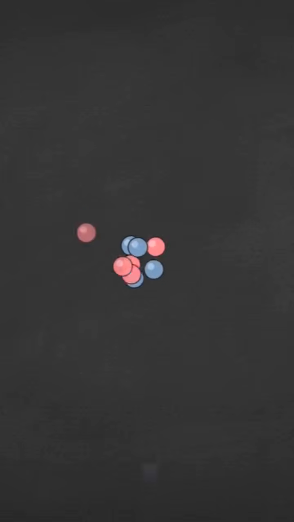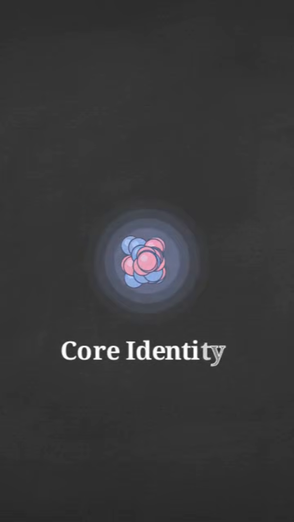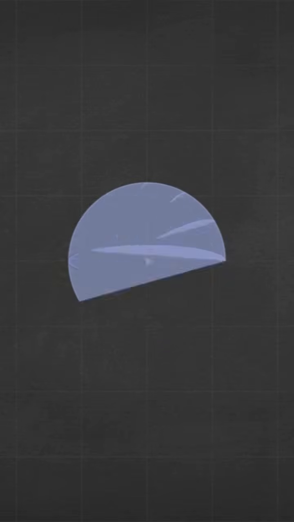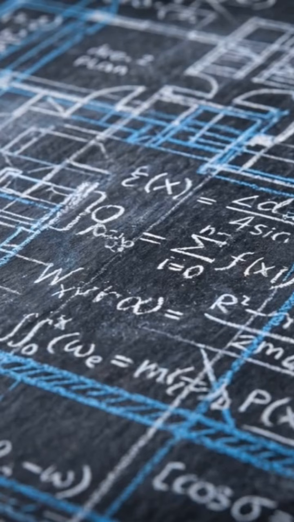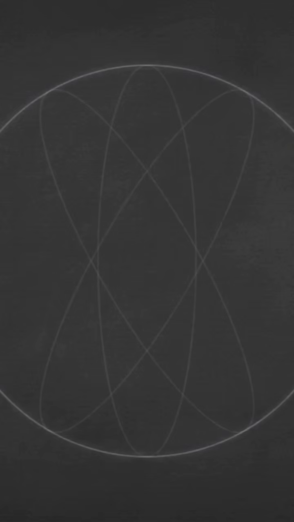We are going to construct the modern atom from these first principles, defining its core identity and mapping its complex quantum architecture. Knowing these three particles is only the beginning. The physical nature of matter is dictated by spatial geometry and strict quantum rules. Let's start at the center.